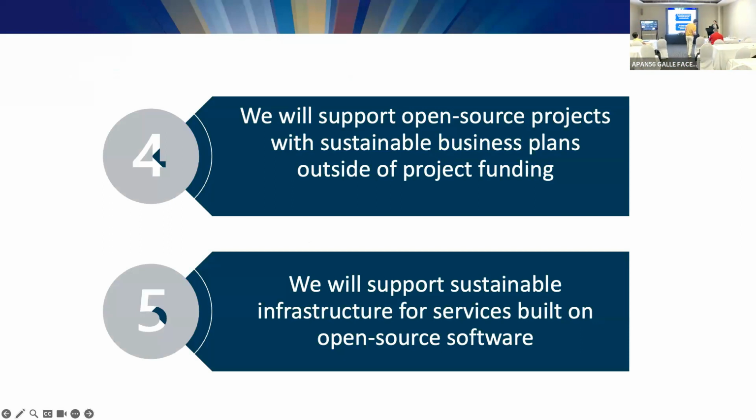The first one is we will support open source projects with sustainable business plans, specifically outside of project funding. Because one of the issues we've seen, particularly with people who are used to EC project funding or other big government funding, is that when that runs out, all of the support vanishes and disappears. So we need models that can support things outside of project funding. And the second one is we will support sustainable infrastructures for services built on open source software. And this also speaks to the starter pack that Casper was just talking about.